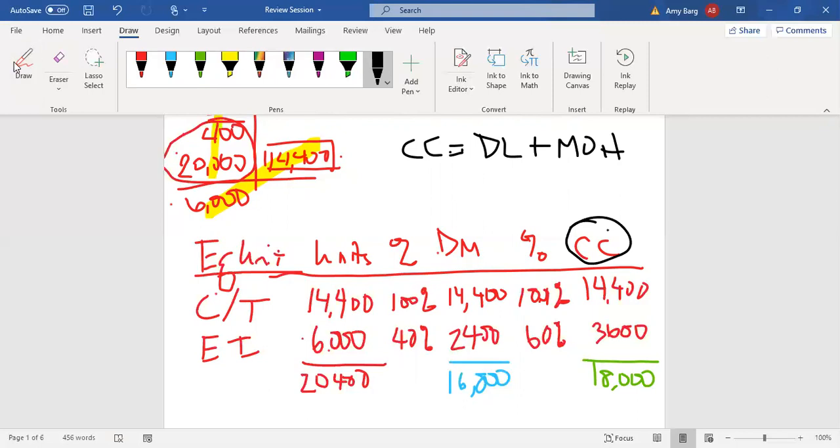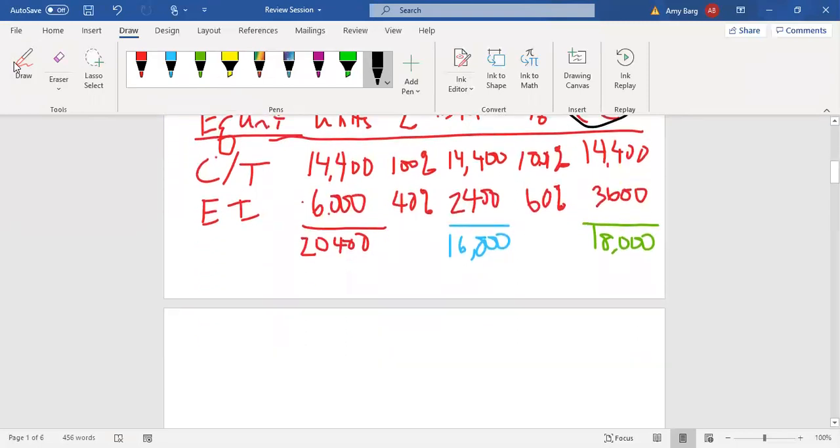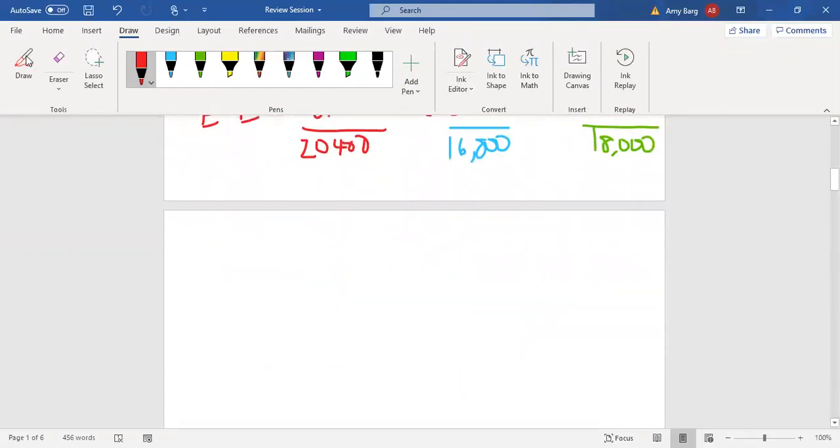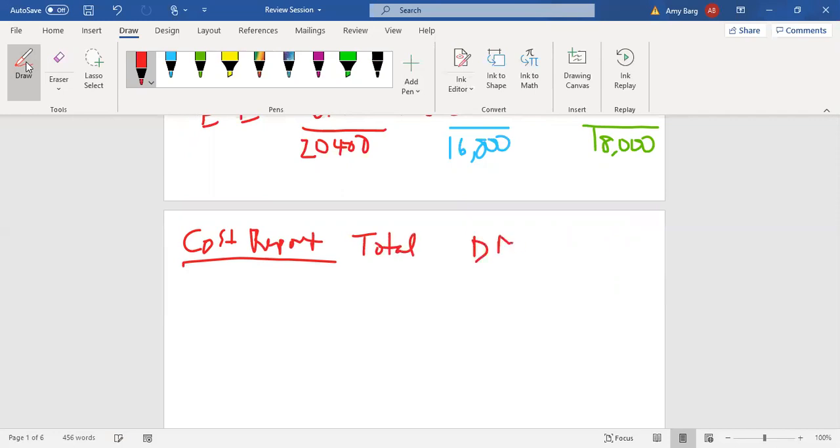Okay, so now that we have the equivalent units, we need to figure out the costs. This is all units. This WIP account is units. This is not money. Now we need to figure out money. So we have our cost report. We need to know the total. We need to know direct materials. And we need to know conversion costs.